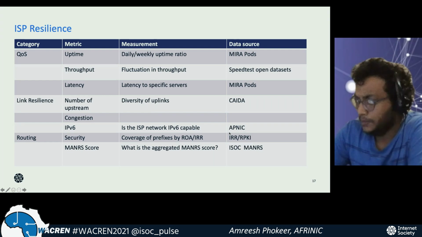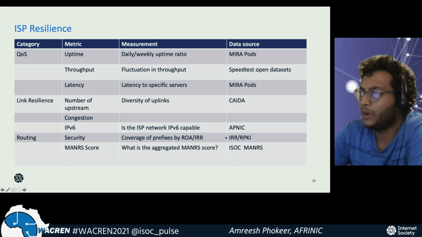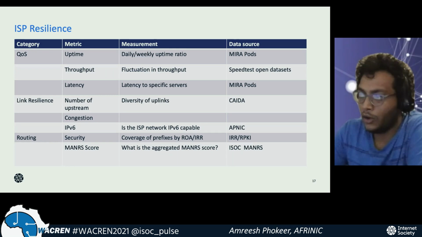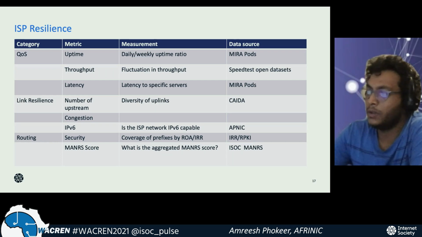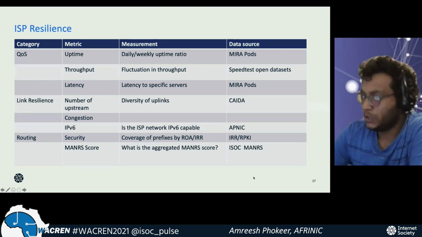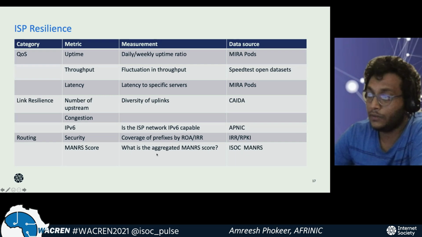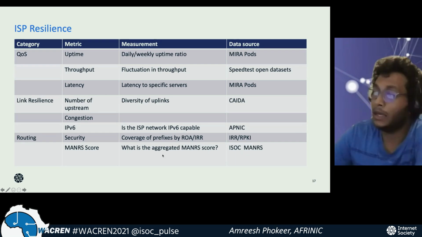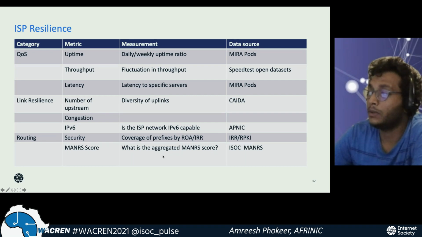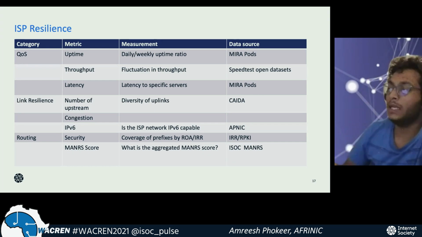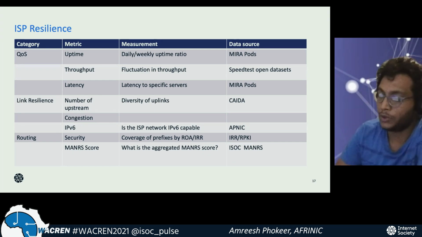And then routing. You have routing security. The coverage of prefixes can easily be calculated, or actually network operators using route origin validation, and so on and so forth. There is an important project being led by ISOC called MANRS, and they have an observatory for routing security, and they actually give a score to a network about how well they are performing in terms of routing security. So all those indices can be incorporated in our framework.